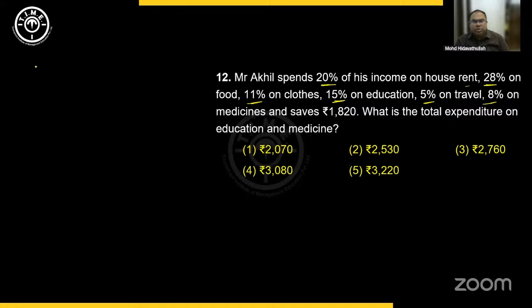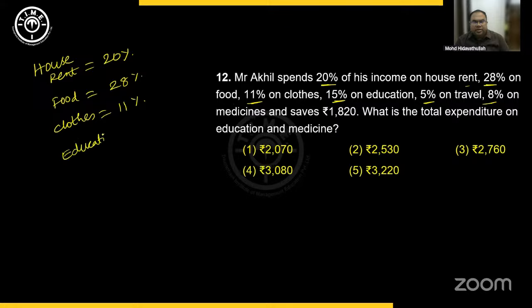house rent? House rent he is spending 20%. Food he is spending 28%. Clothes he is spending 11%. Education he is spending 15%. Travel he is spending 5%. Medicines he is spending 8%. So what is his total expenditure? 20, 28, 39, 54, 59, 67. This is his total expenditure.